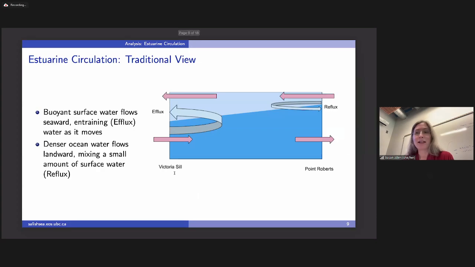Okay, so this is a kind of traditional view of estuarine circulation that I teach in the estuaries course at UBC. And so we can think about the fresh water coming in from the Point Roberts end. As it moves through this region, it entrains a lot of deeper water, which is called the efflux, which comes in and exits in the surface layer. We have the deep water coming in from the ocean, and a small amount of fresh water mixes into that.